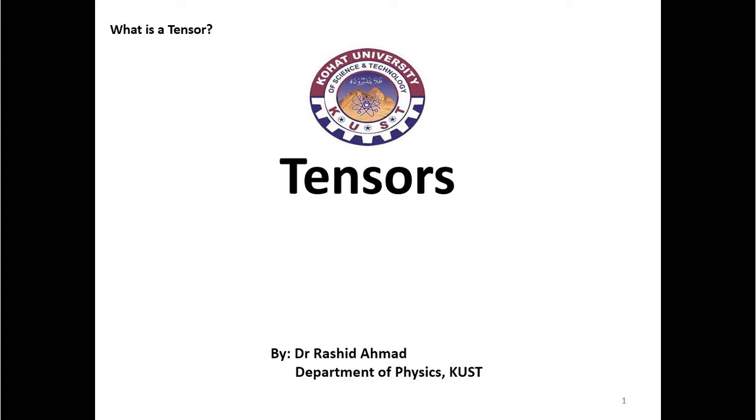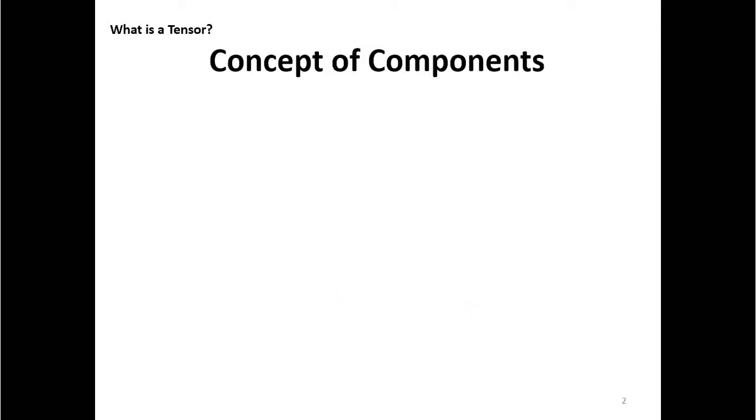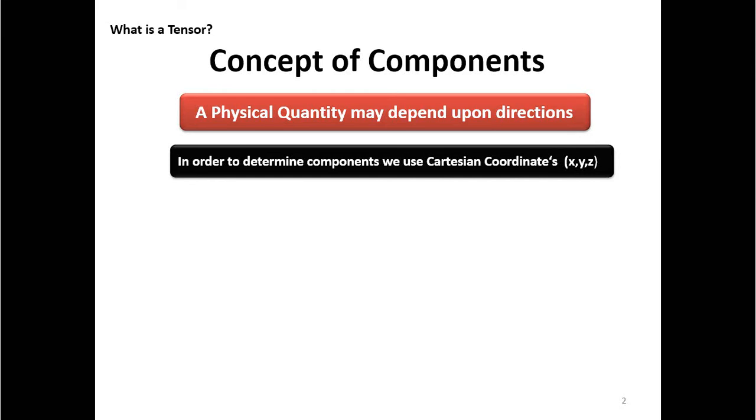In the lecture series on tensors, we are at lecture number 1, and today we are going to talk about what is a tensor. In order to understand the concept of a tensor, we need to understand the concept of components. As you know, any physical quantity may depend upon directions. So in order to determine the components, or the dependence of a physical quantity on direction, we can use a Cartesian or rectangular coordinate system.